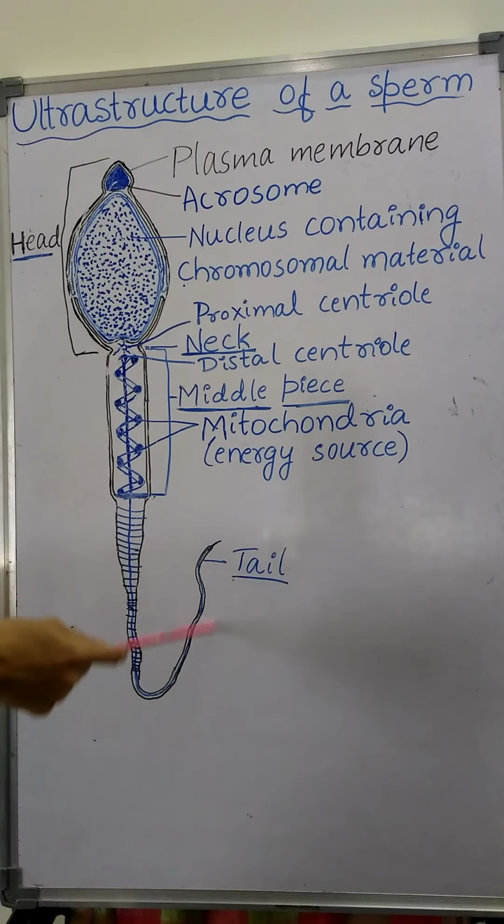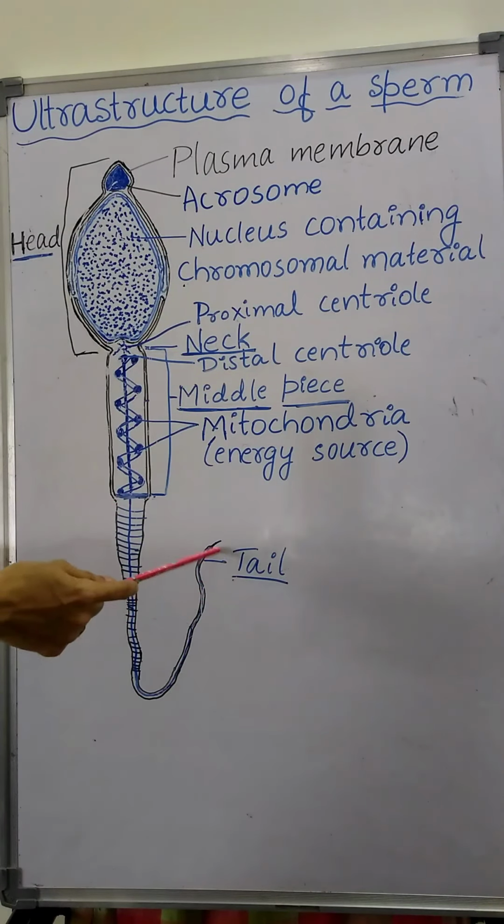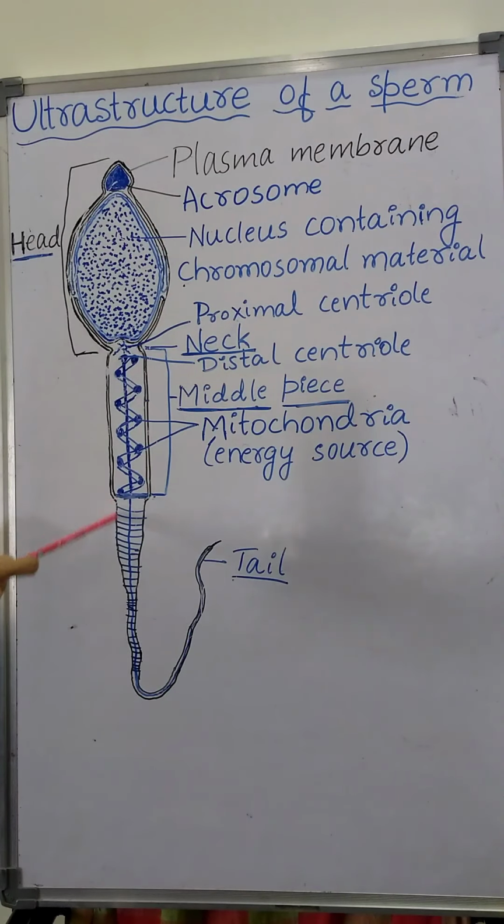The last part of the sperm is the tail. It is the longest part of the sperm and measures about 55 microns in length. The tail is differentiated into two parts: the anterior main piece and the posterior end piece.